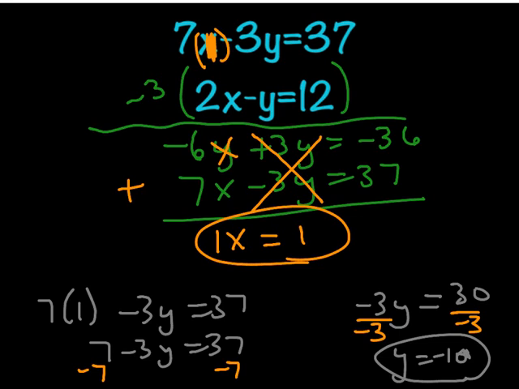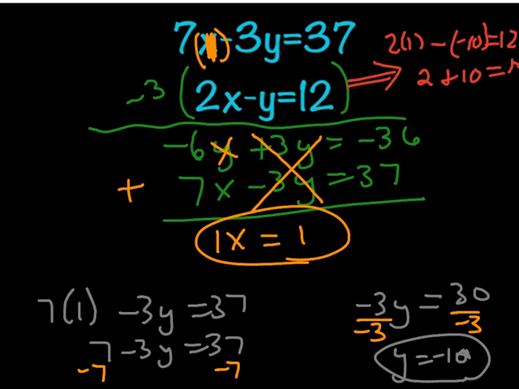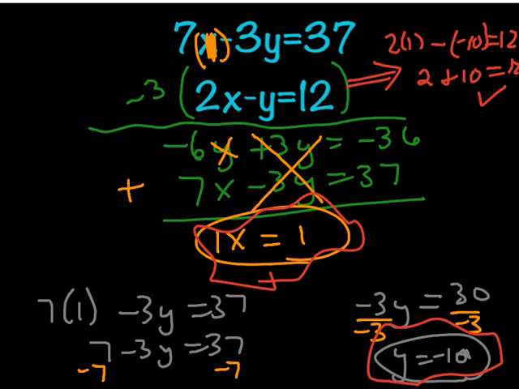I just want to make sure that I'm right, especially if this is going to be put online. So I'm going to take this other equation up here, and I'm going to substitute 1 for x and negative 10 for y. So 2 times 1 minus negative 10. And I'm trying to decide if that really does equal 12. So I end up with 2 plus 10, and yes, that does equal 12, so I am right. Here's my two answers. x equals 1, and y equals negative 10.